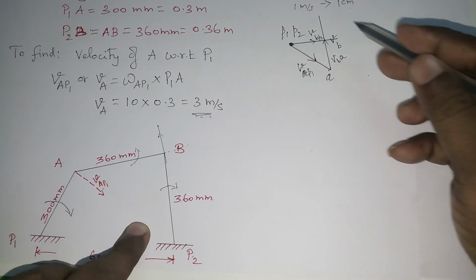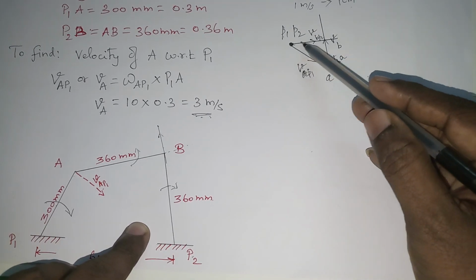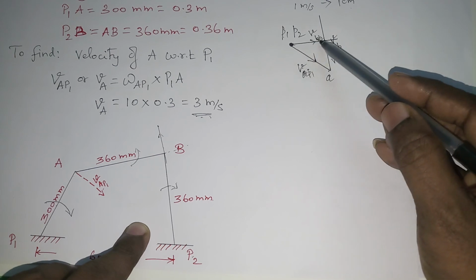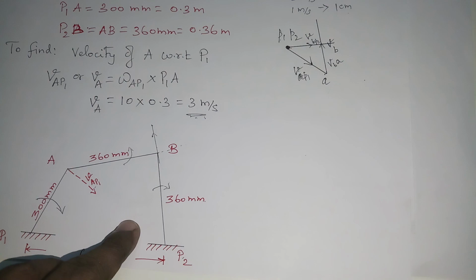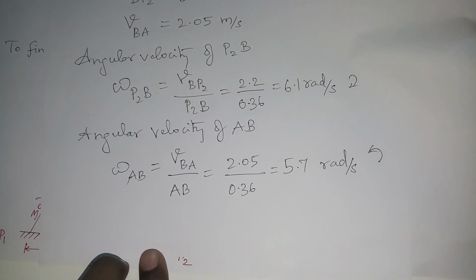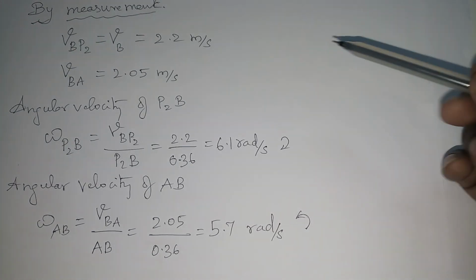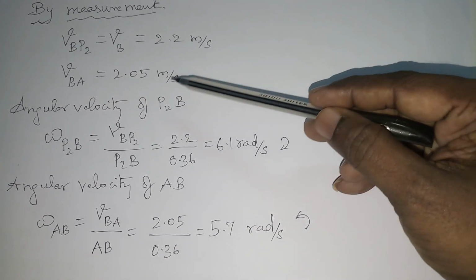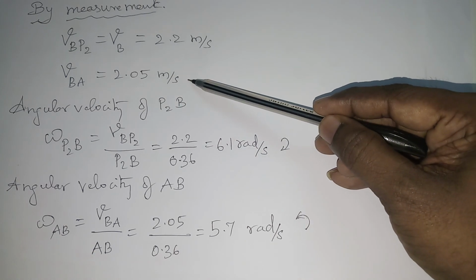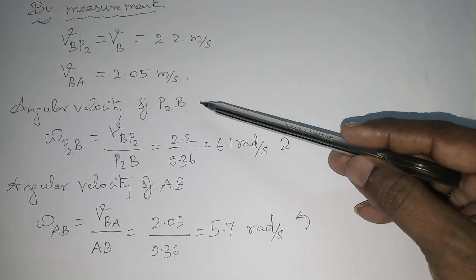Now once you have completed the velocity diagram, you have to measure the vector quantity. Okay, measure the vector quantity. So I already measured, I will show. So you can see here, by measurement the velocity VBP2 equals 2.2 meter per second and VBA equals 2.05 meter per second. And in the question they are asking for the angular velocity.